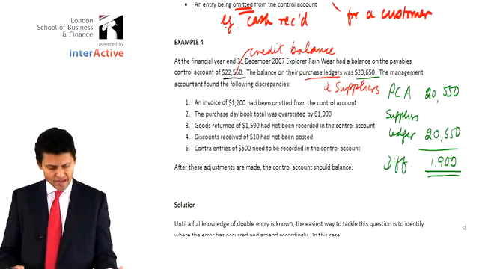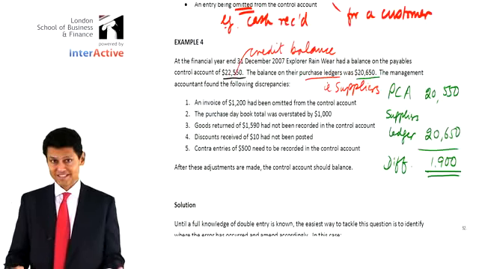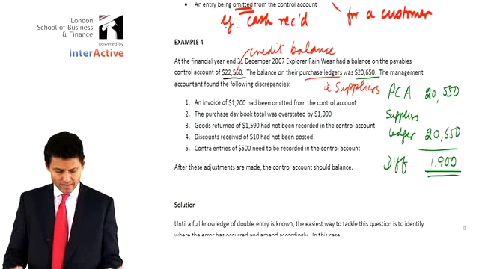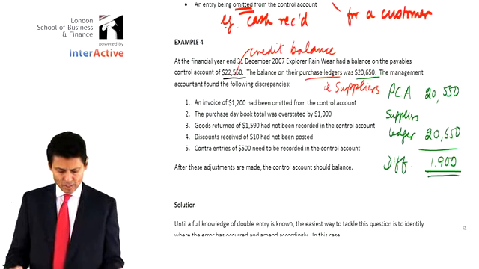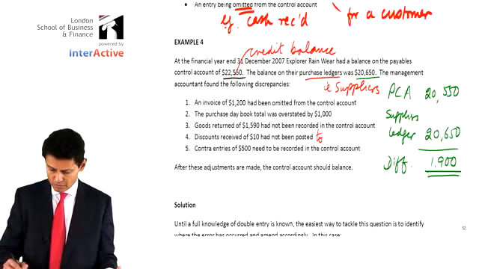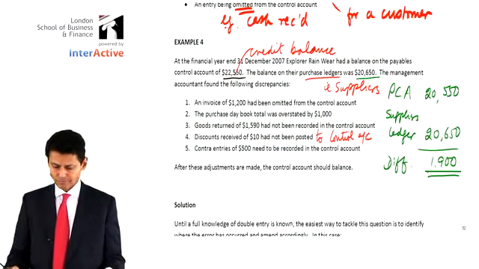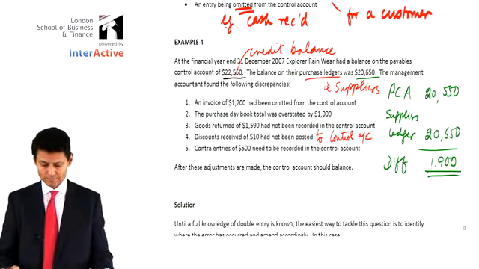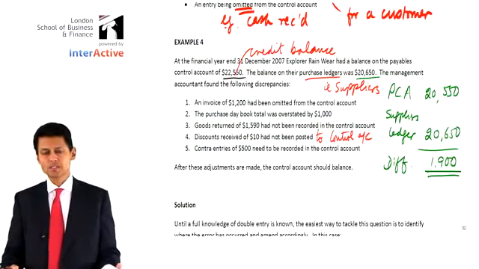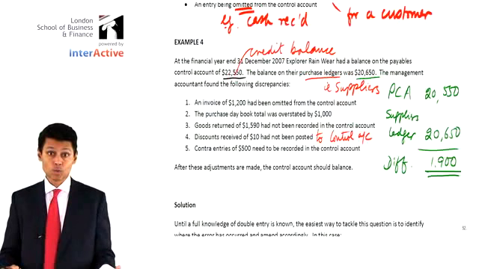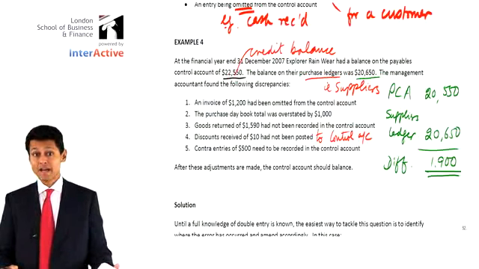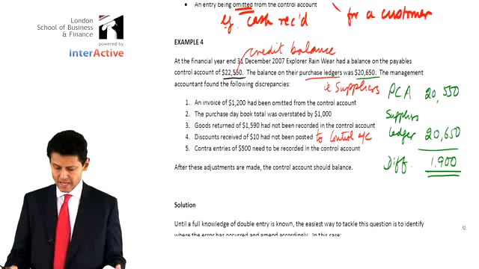Goods returned of 1,590 had not been recorded in the control account. So clearly we have to record it. It's as easy as that. Discounts received of 10 had not been posted to the control account. So I'm going to write that in. Quite simply we have to do so. Discounts received, of course, will reduce the amount that we owe our suppliers. So that goes on to the debit side.